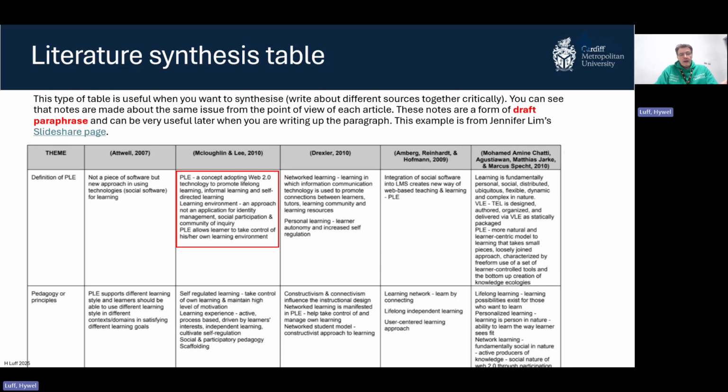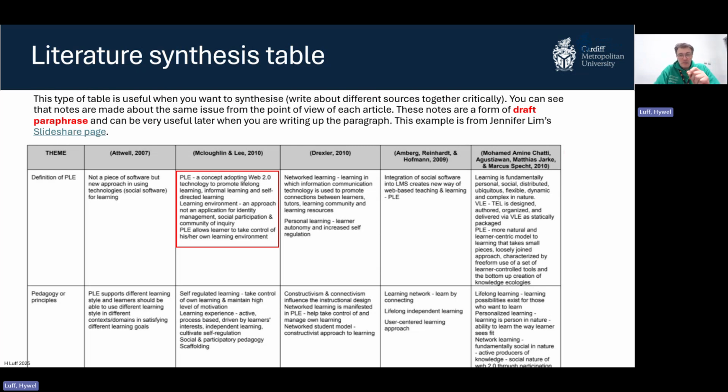If you've written your notes out in this form, then when you're writing, it's very easy for you to say, a definition, maybe it was first coined by Atwell, and Drexler's definition was quite similar. And you write a little bit, I paraphrase, and then Amberg, Reinhardt, and Hoffman said something slightly different. You can see how it's very easy for you to access that and start to write about it.